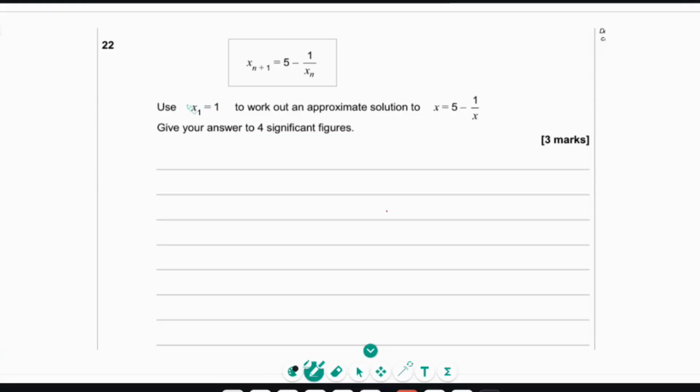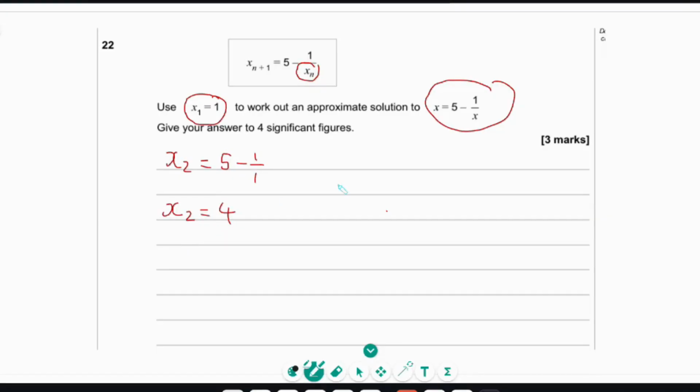Use x1 equals 1 to work out an approximate solution to this equation. Give your answer correct to 4 significant figures. Well, to find x2, we need to substitute x1 as xn. If xn is 1, x1 is 1, x2 is equal to the answer of that equation. You don't need a calculator for this bit really. 1 divided by 1 is 1, so 5 minus 1 is 4.